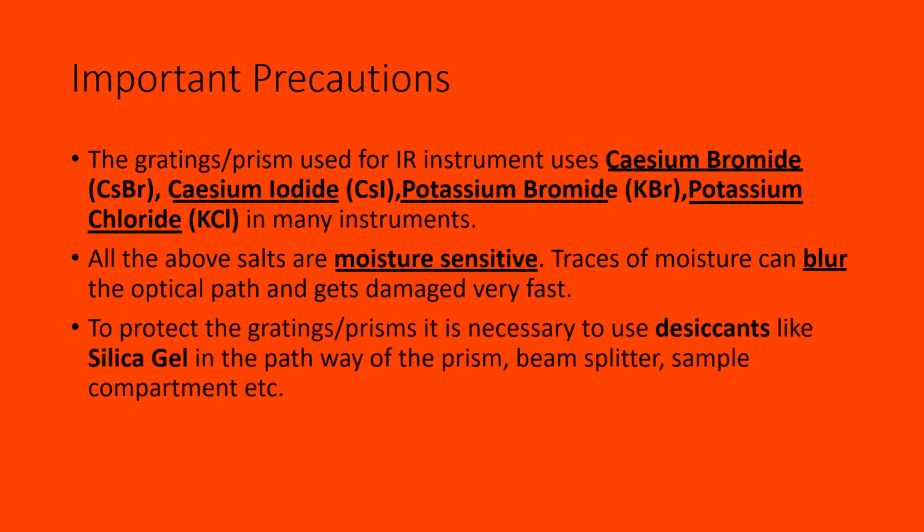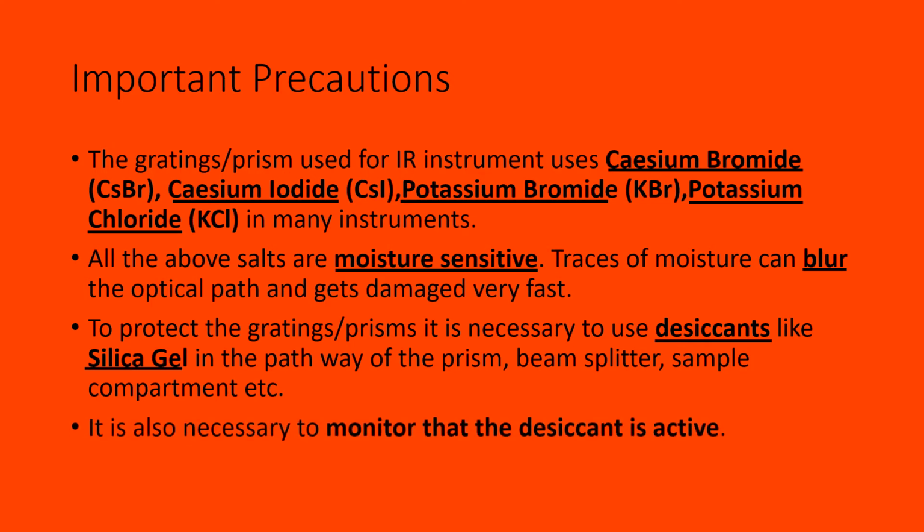To protect the gratings and prisms, it is necessary to use desiccants like silica gel in the pathway of the prism, beam splitter, sample compartment, etc. The best method is to place silica gel bags in the pathways of the light transmission to protect the key items of the instrument. The silica gel should be self-indicating. You get large crystals with the blue color. Since they turn pink on exposure to moisture, it is easy to identify whether or not it is active.